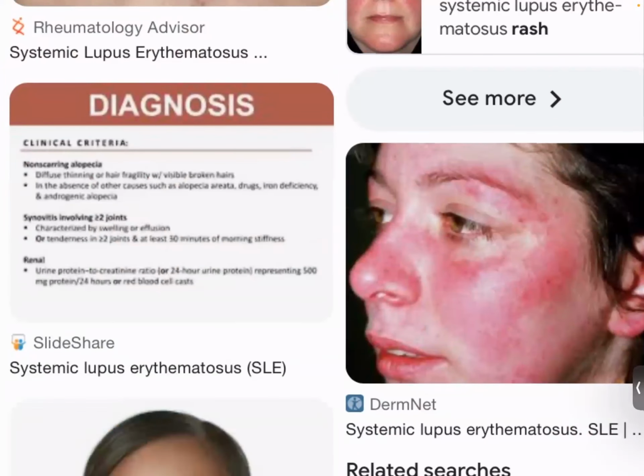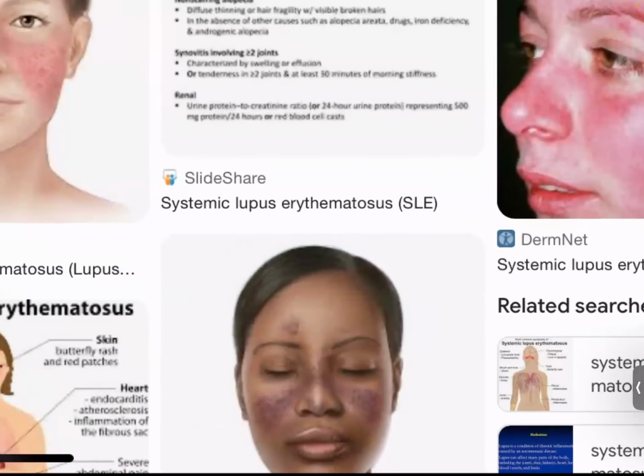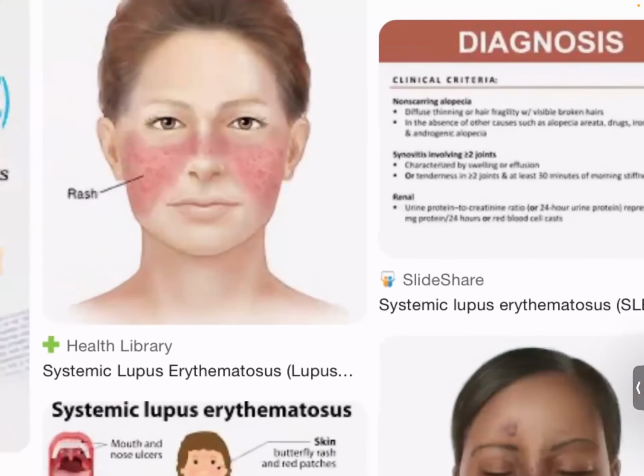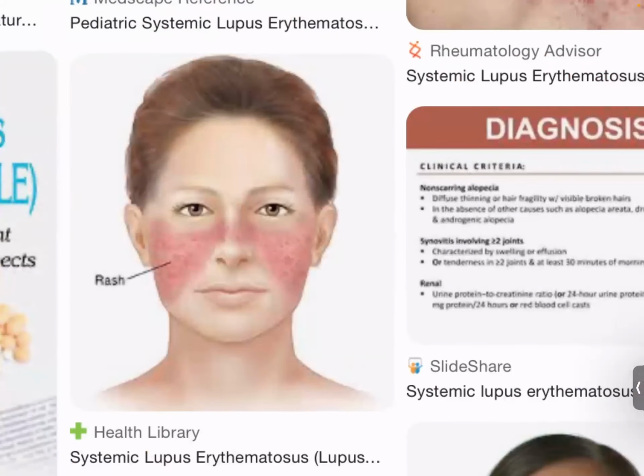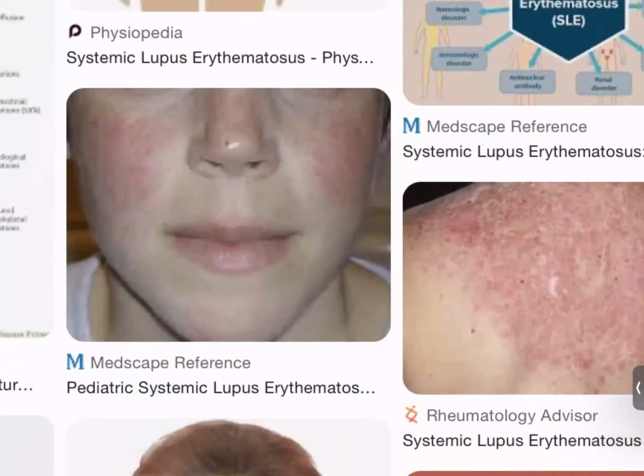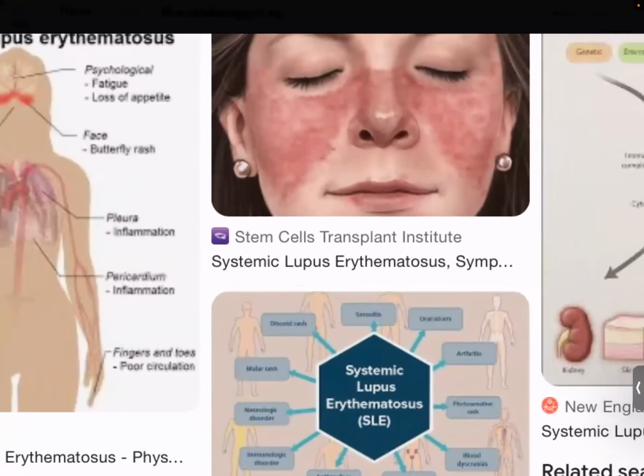This is systemic lupus erythematosus, discoid rash. This is butterfly rash. It involves all, and there is no involvement of the nasolabial fold. It preserves the nasolabial fold. Very clear. So this is the butterfly rash. Very clear.